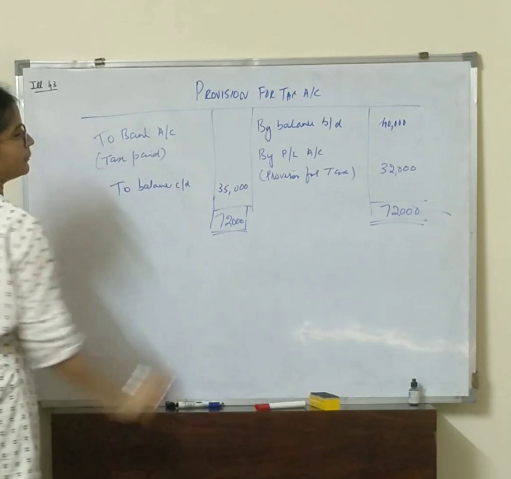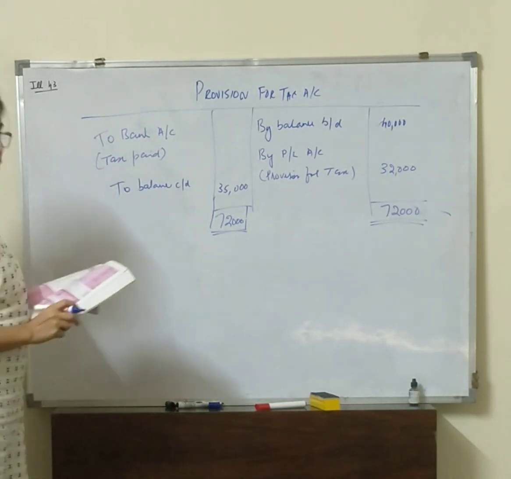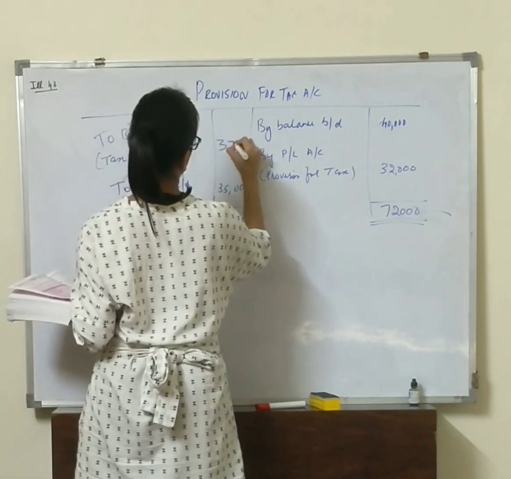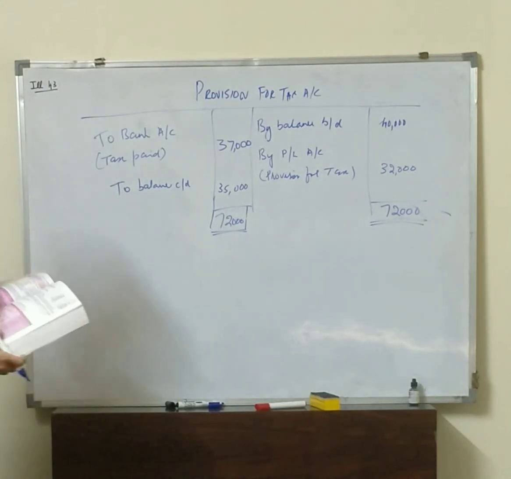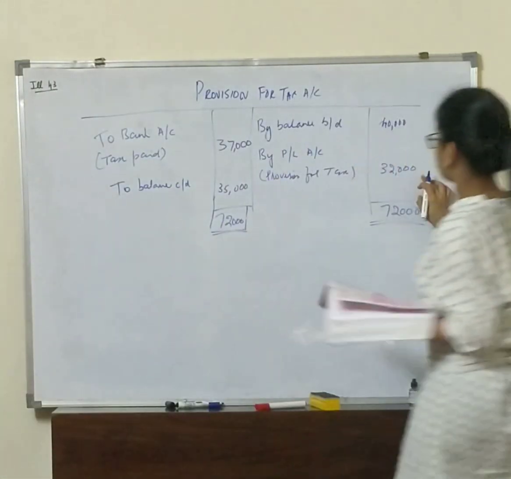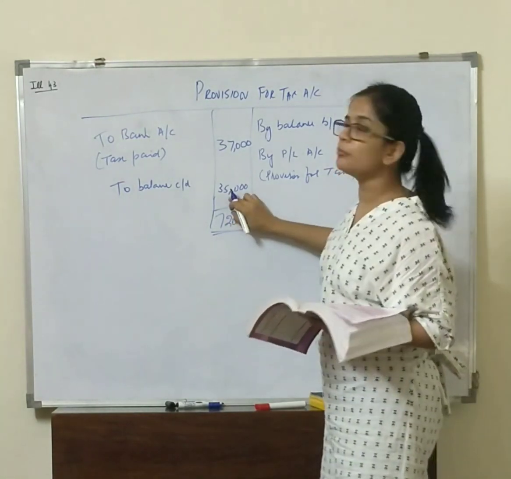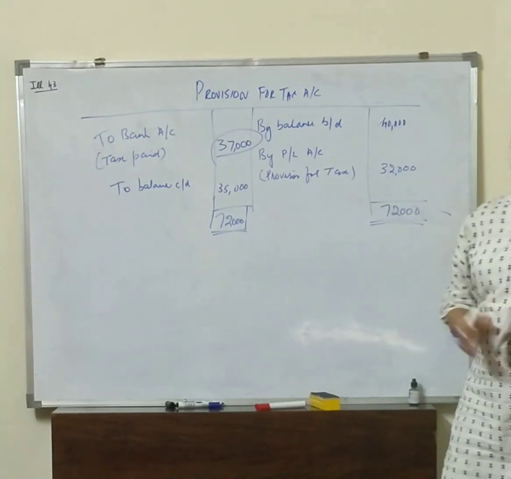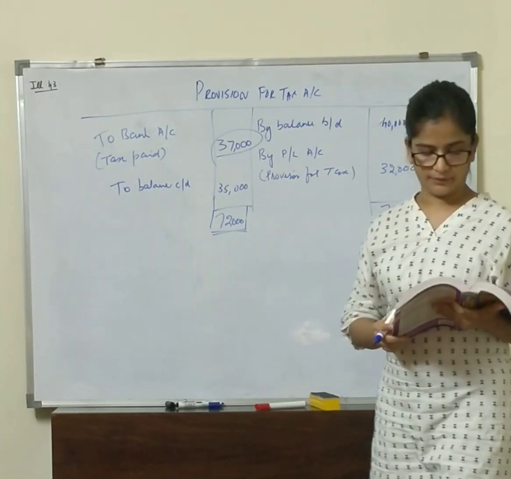Where will this tax paid be shown in our cash flow statement? It will be deducted from our operating activities. So the balancing figure is 37,000. I hope you know how to get the balancing figure. It is 40,000 plus 32,000. You get 72,000. From 72,000 you minus 35,000. You get 37,000. This is your normal basic ledger account studied in class 11th.